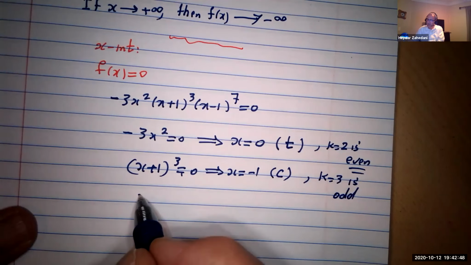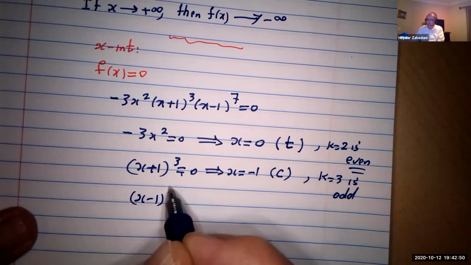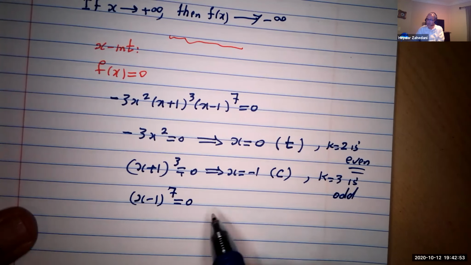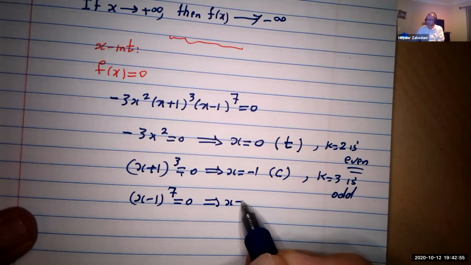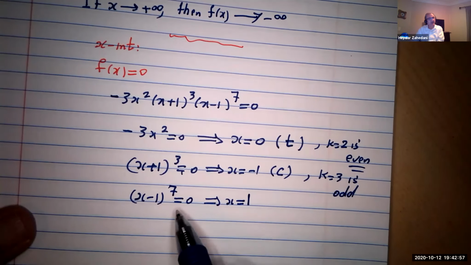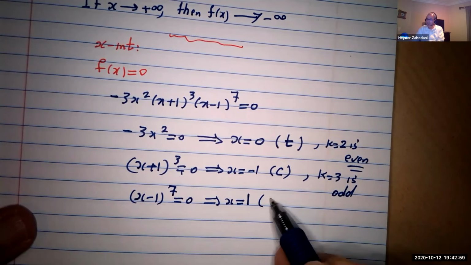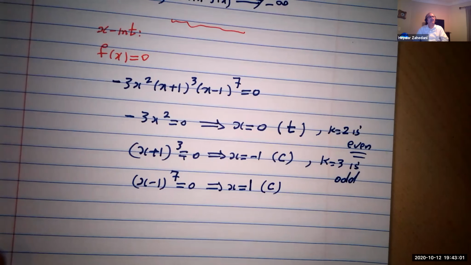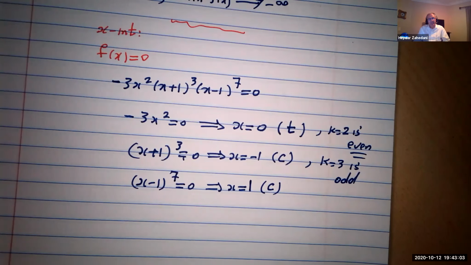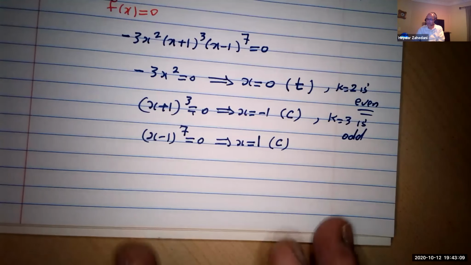The last one, (x minus 1) to the 7 is equal to 0. So that gives x equal to 1. The power is odd again, so it's going to cross the x-axis. Any question? Even power touches, odd power crosses. That's it. We are ready to get the graph.